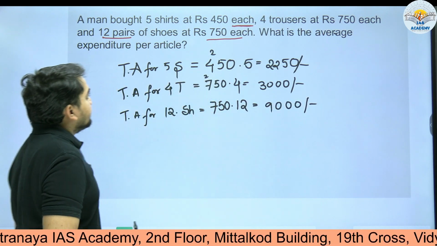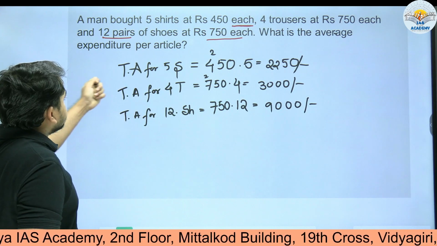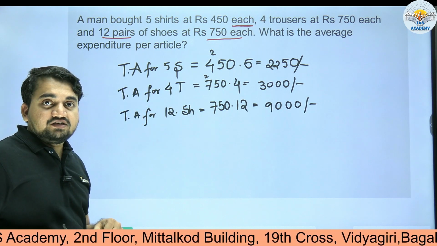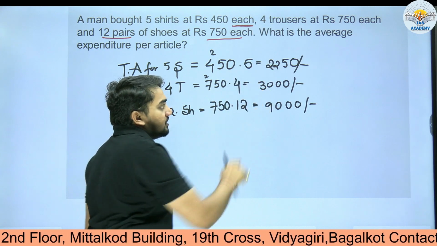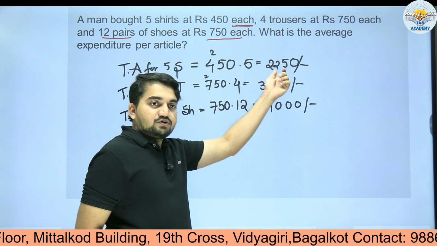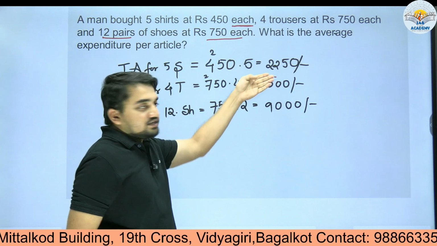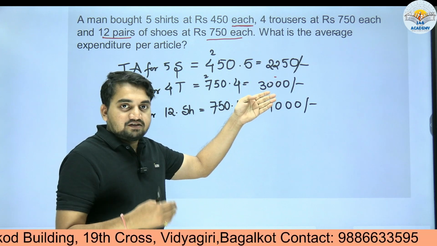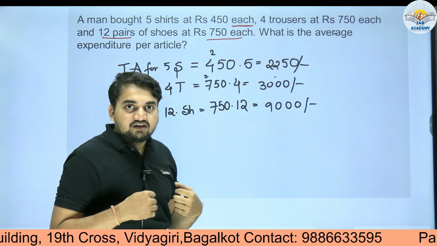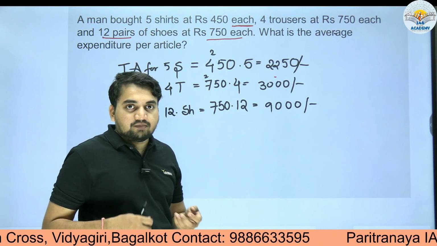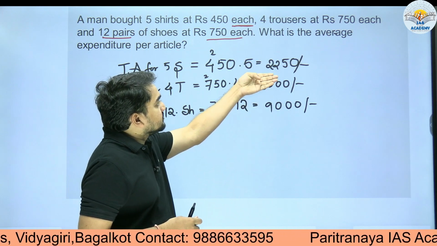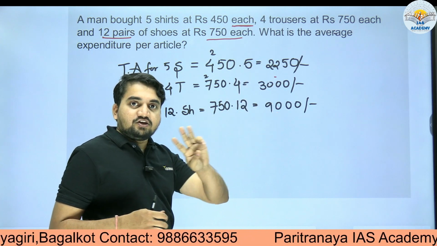All right. Next, what is the average expenditure per article? So what is the average of three observations? These are observations itself. Expenditure is that he's buying, meaning he's spending. Something if you are buying from your shop or from any shop, you are spending money to buy, right? Okay, he's spending this much and this much. Okay, three observations are there.